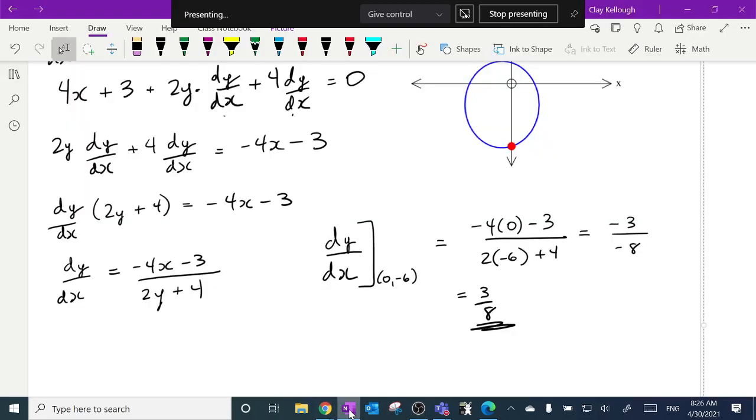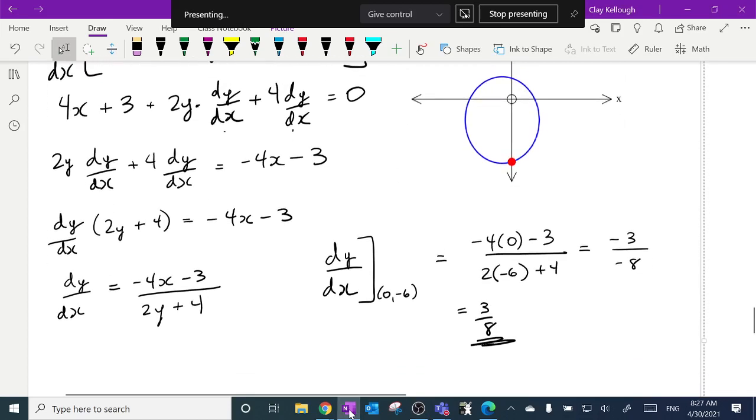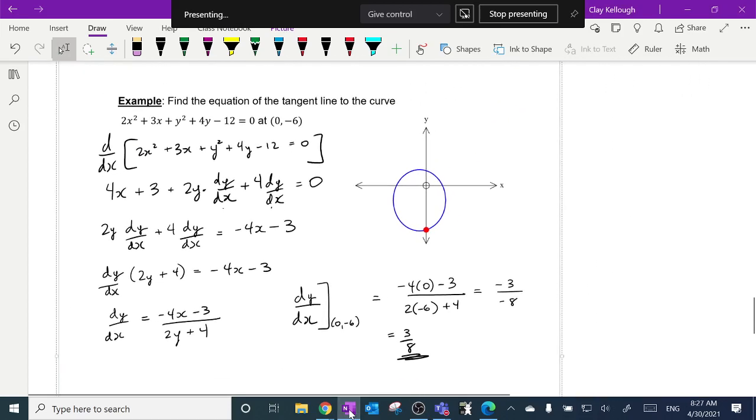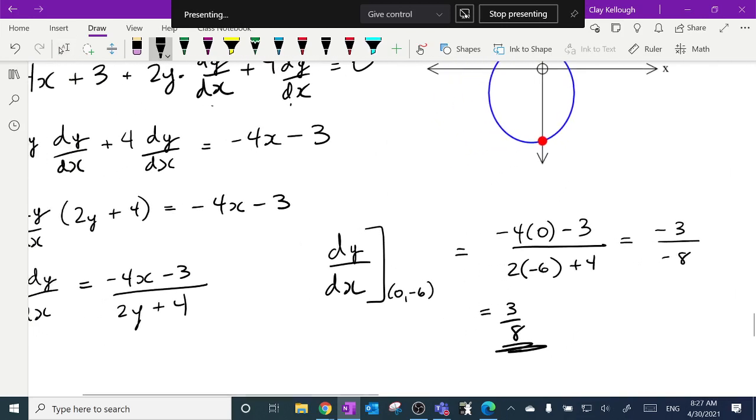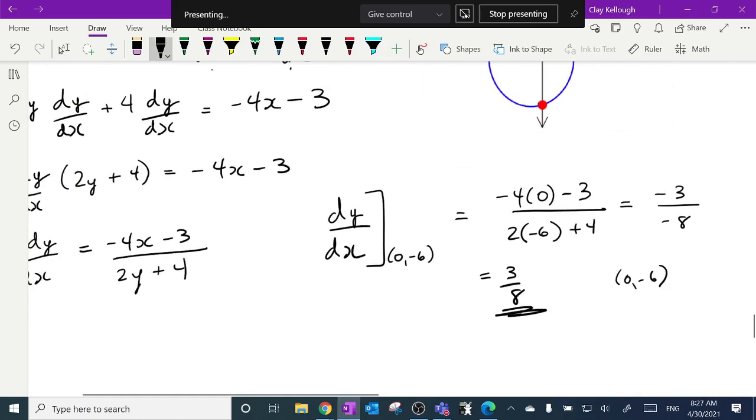Okay, we're live again. All right, any questions so far? Does everybody get how I got to the slope? Let me just zoom out here so you can see the whole thing. Everybody see how I got to the slope? I know the slope at this point is 3/8. And then I have a slope, and I have the point (0, -6). So I can easily make an equation.